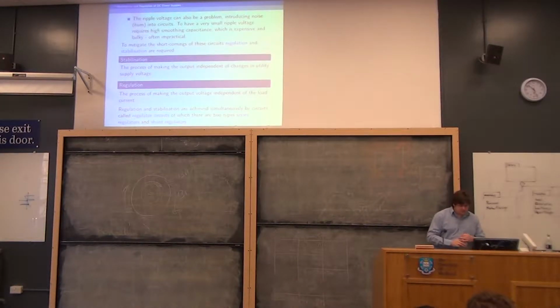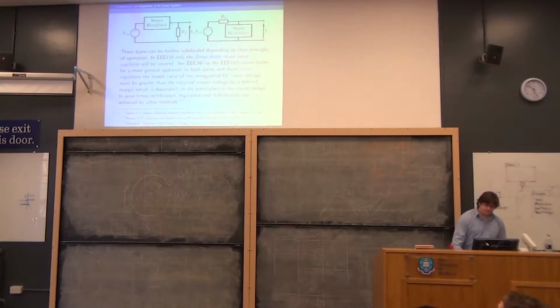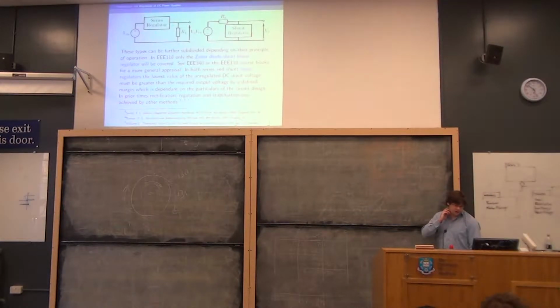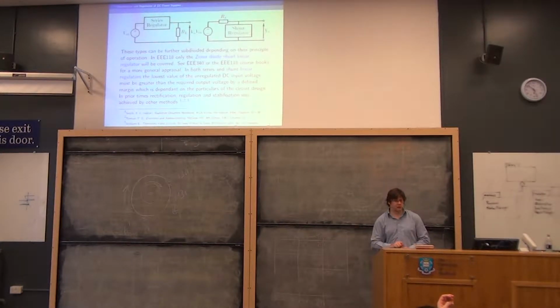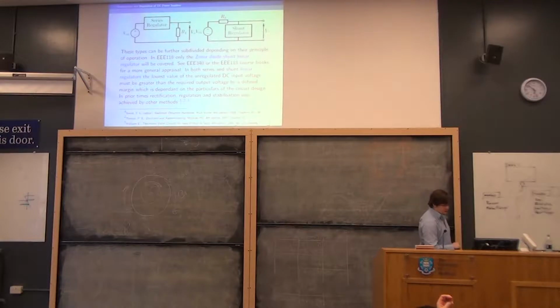And we can achieve this with a little circuit called a regulator. And there are two types, series and shunt. And these types can be further subdivided based on their principal operation, but for the moment we will only consider shunt regulators, and we will only consider one shunt regulator, which is the Zener diode-based shunt regulator. In later modules, I'm pretty sure 340's been rebadged as something else now, but you can go and find it by clicking on the old modules link in the sidebar in the teaching resources.